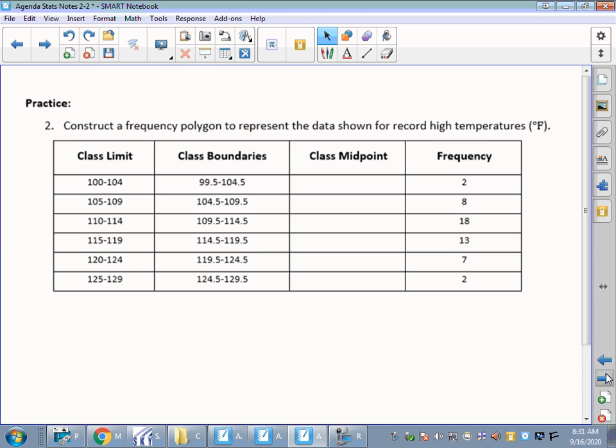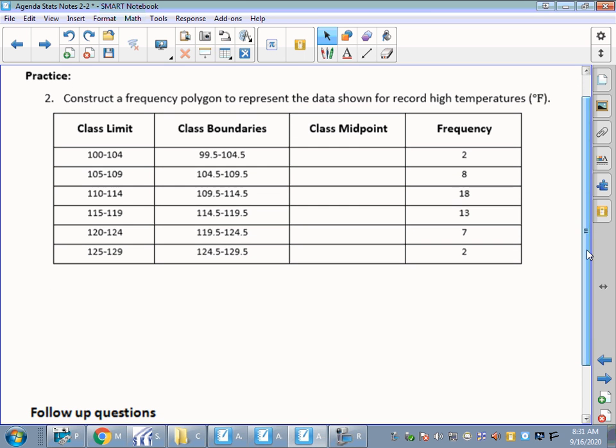So I've got our frequency table here. It's the same data. It's just I added the class midpoint. We've got the same frequencies. So the only difference here is we got to do a little bit of calculations. I can add up these two numbers and divide by 2. Add those up, that would be 204. Divide by 2, and I've got my midpoint.